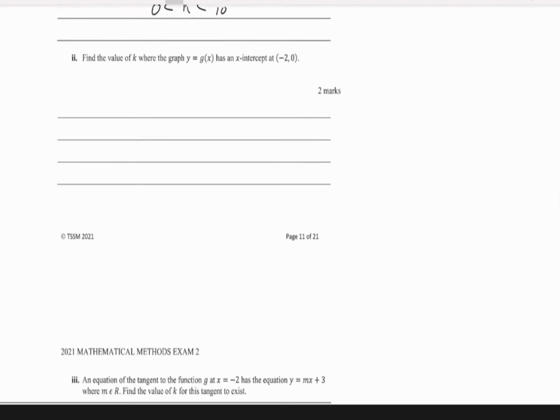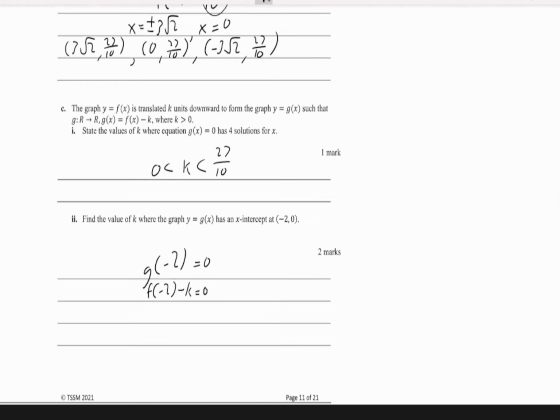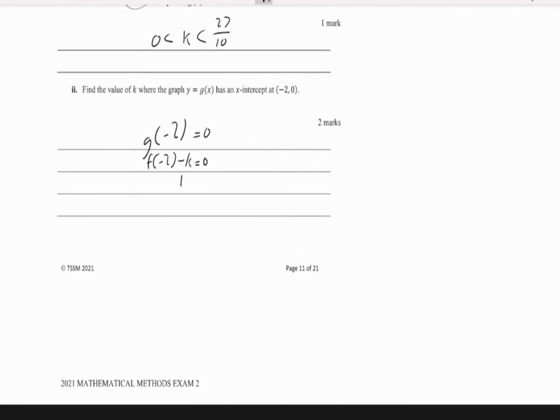In II for k, you would just do g of negative 2 equals 0, and that's f of negative 2 minus k equals 0, because g of x equals this. And when you solve that, you can use your CAS for it as well. You get k equals 5 on 6.